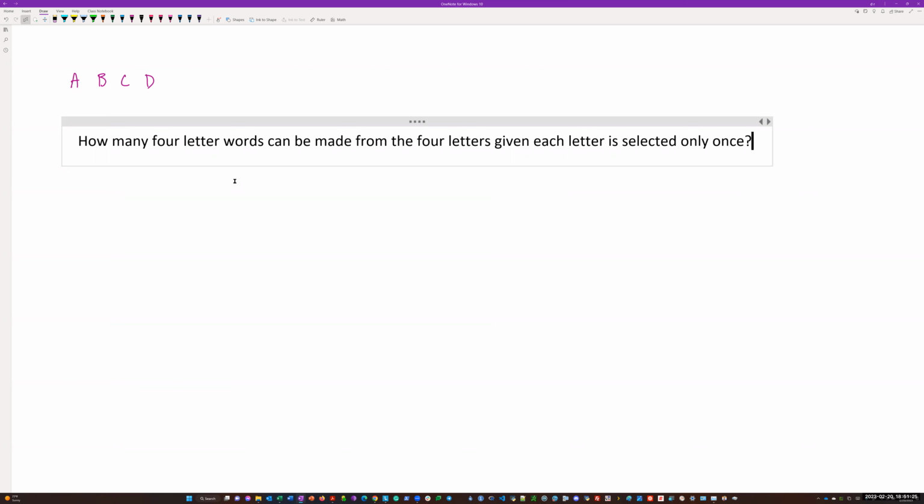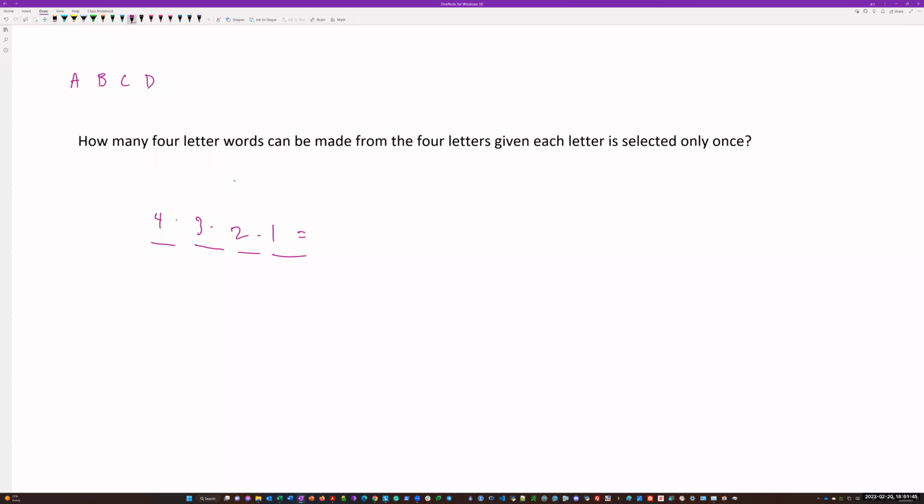So the first thing you would have to do is pick the first letter. Is that right? Okay. How many choices would you have for the first one? Then what? You should have known this one already. This is just the number of ways to arrange 4 things. This is 4 factorial. Is that correct? Does that make sense? All right.